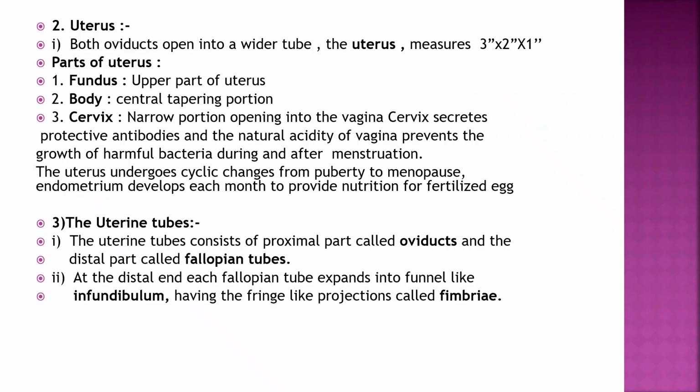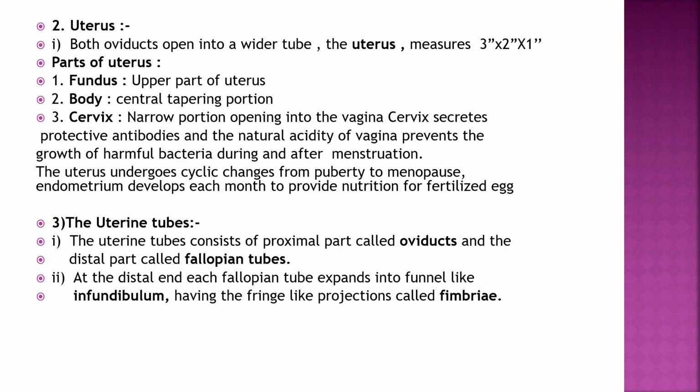Then second is the uterus. So both oviducts open into wider tube. The uterus measures 3 by 2 by 1 inches in size, and the parts of uterus are fundus, body and cervix. So upper part is fundus, then central part is body, and cervix is a narrow portion opening into vagina. The cervix secretes protective antibodies, and natural acidity of vagina prevents the growth of harmful bacteria during and after menstruation.